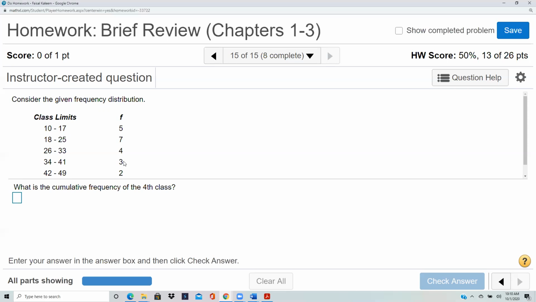No, by up to that class, it means you have to include that class also. So for the fourth class, you go 1, 2, 3, and 4. So would it be 19? Uh-huh.